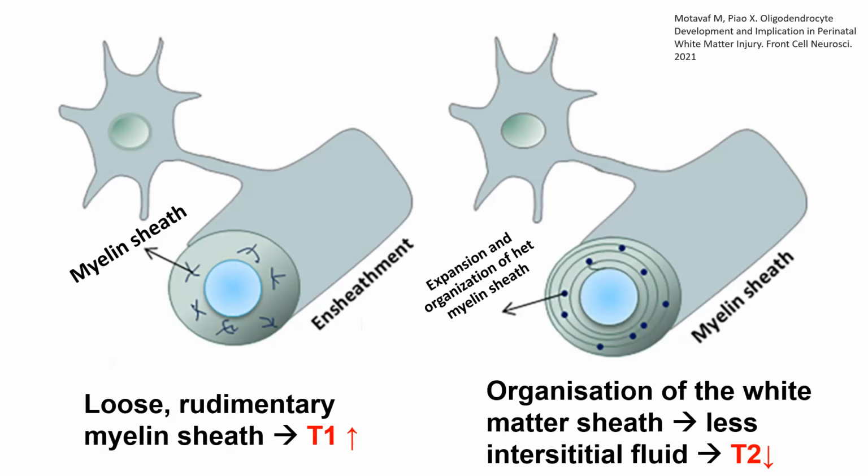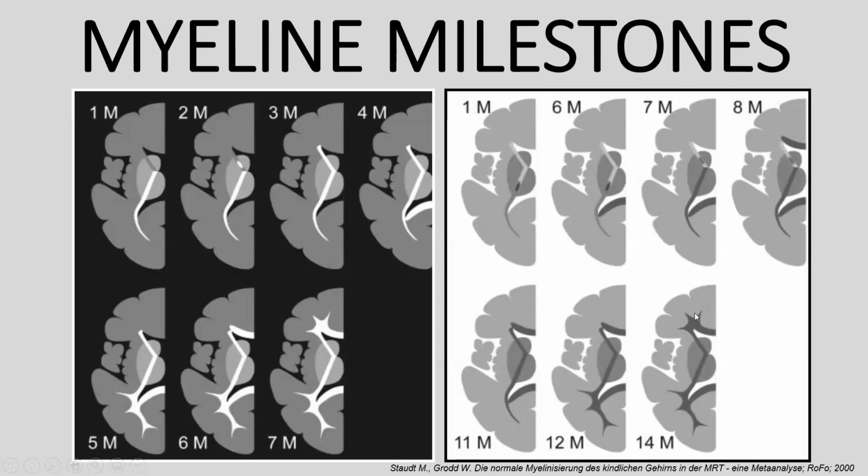The water content of the brain will decrease because there is more development and more organization of the white matter. And as there is less interstitial fluid in the brain parenchyma, the T2 signal will decrease. And this is something that happens in a later stage. First, we get a development of a myelin sheath with a resulting T1 signal increase, and only then do we get more and more organization of this myelin sheath, resulting in less interstitial fluid and a decrease in the T2 signal of the brain.